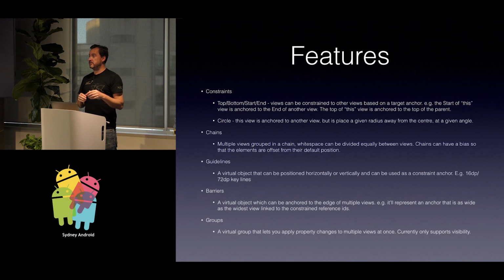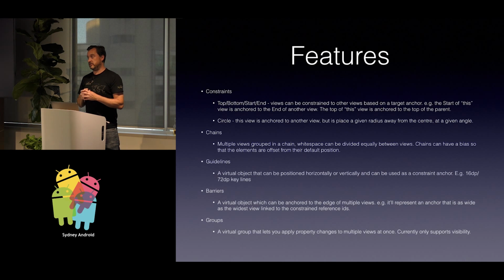You can have chains, which is where 2 views will be constrained to each other. So there'll be a sort of a bi-directional relationship between the two. So you might say the end of this view is constrained to the start of that view, and the start of that view is constrained to the end of that one. So then you can define a weighting between the two, and they'll be constrained. I've got some demos and samples that show these visually in a second. We'll go through each of these separately.